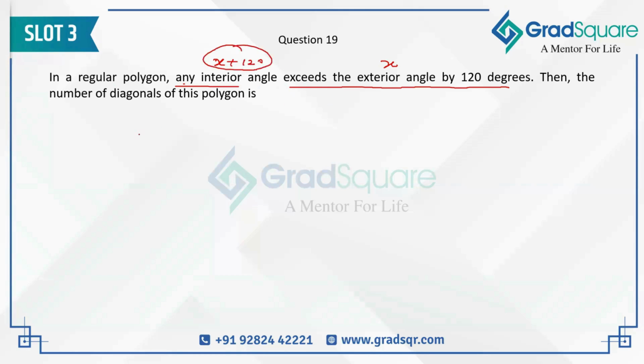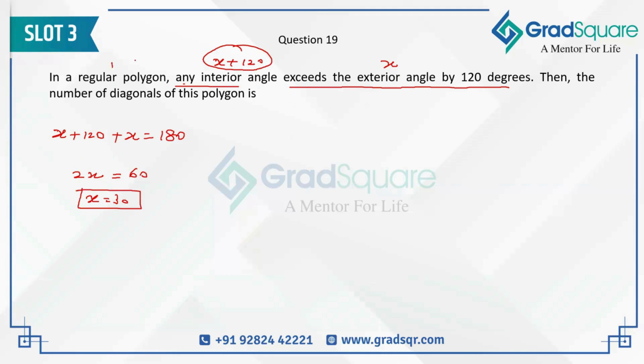Now interior plus exterior angle is always going to be equal to 180. So this is clearly telling me that x plus 120 plus x is going to be equal to 180, because the interior and exterior angle form a linear pair. So it is going to be 2x equals 60. Then the value of x is going to be equal to 30. This then happens to be the exterior angle.